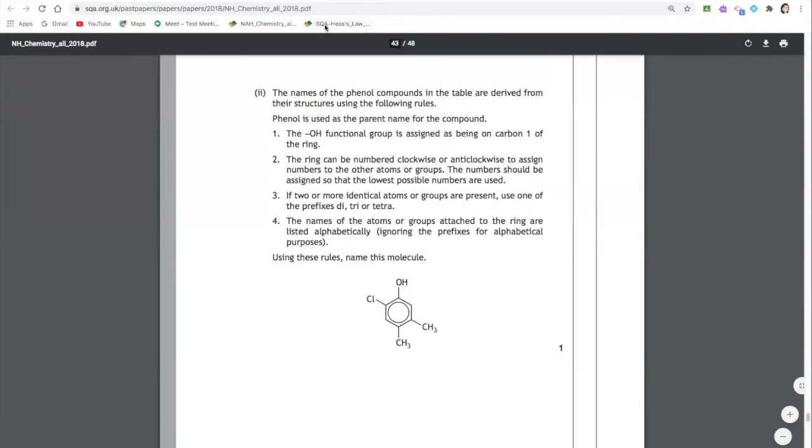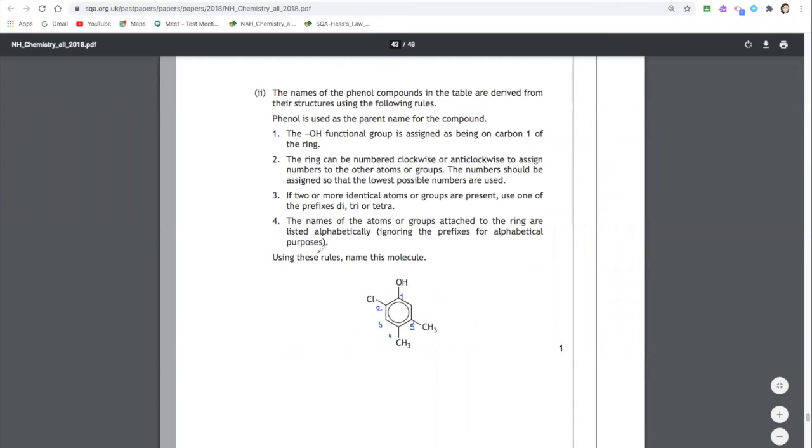It tells you the first rule is that the hydroxyl group was on carbon 1. So this carbon here is going to be carbon 1. Then it can be numbered clockwise or anti-clockwise, but the numbers should be assigned so it's the lowest possible. So we probably want to go in this direction, so this is carbon 2, 3, 4, 5. Because if we go the other way, we end up with a branch being on carbon 1, 2, 3, 4, 5, 6, which gives you higher numbers.